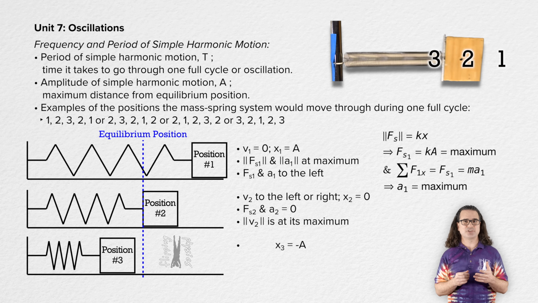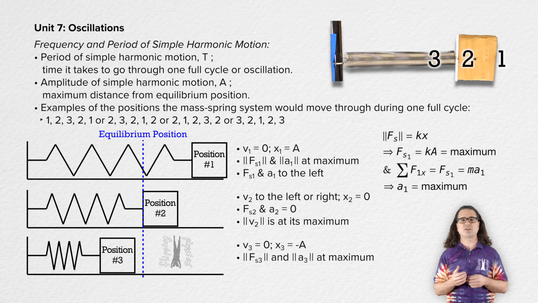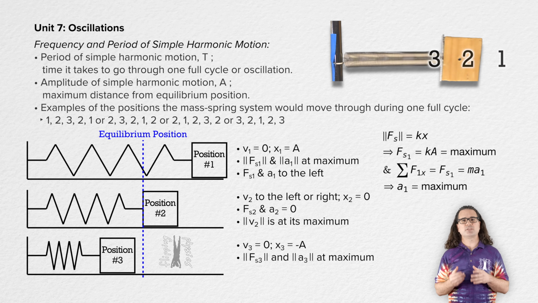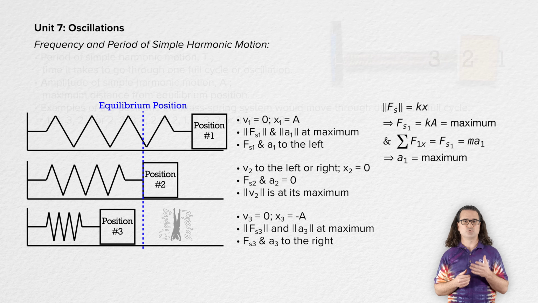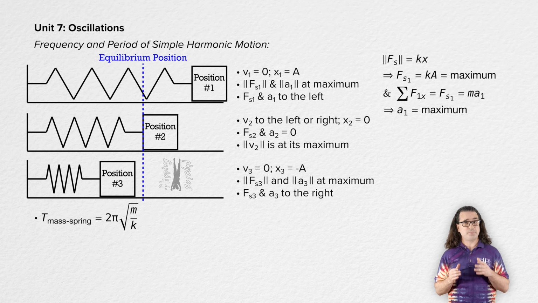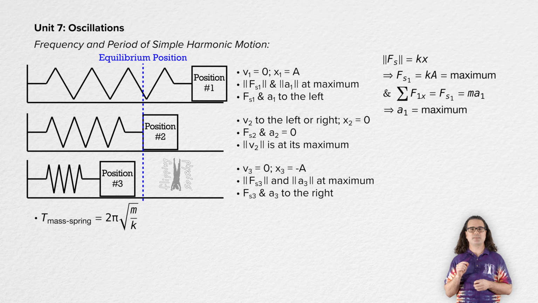At position 3, the displacement of the mass from equilibrium position is at its maximum magnitude in the negative direction, the negative of the amplitude. The velocity of the mass is again 0, the spring force and acceleration of the mass are again at their maximum magnitudes, and the spring force and acceleration are directed to the right. The period of a mass spring system equals 2 pi times the square root of mass divided by the spring constant.